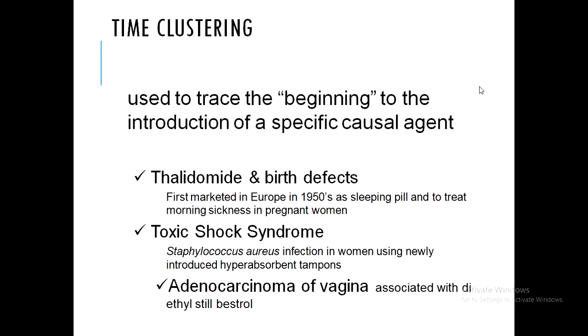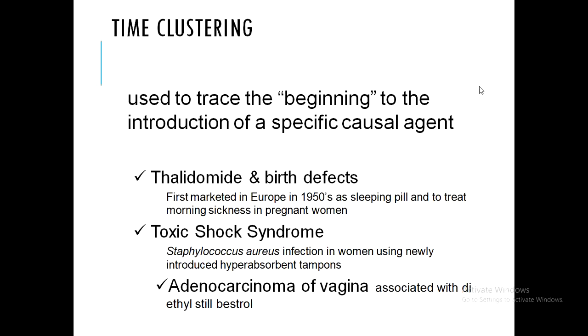Time clustering can also lead us towards the causal agents. For example, in the early 1950s, it was seen that there was a sharp increase in birth defects. Then the epidemiologists investigated why there was a change in the time trends of these birth defects, and they concluded that there was an exposure to thalidomide in early pregnancy, which prevents the early morning nausea in pregnant females, and increased intake of thalidomide had caused birth defects.